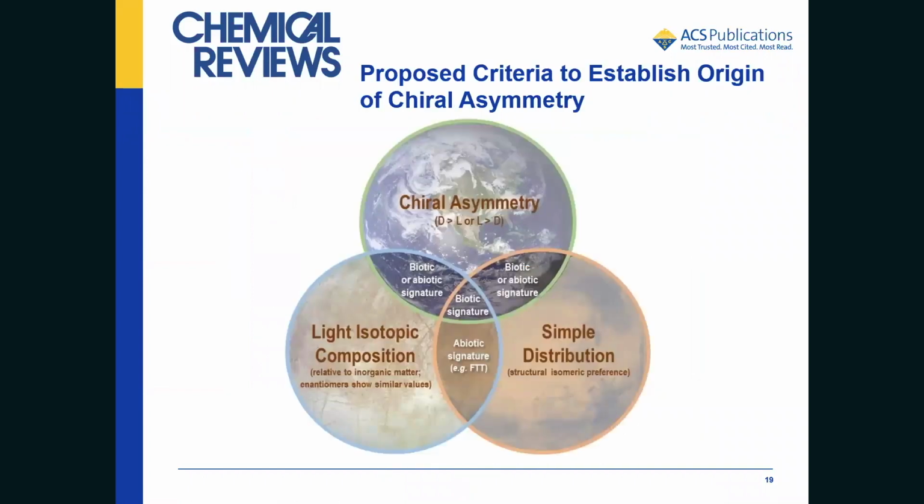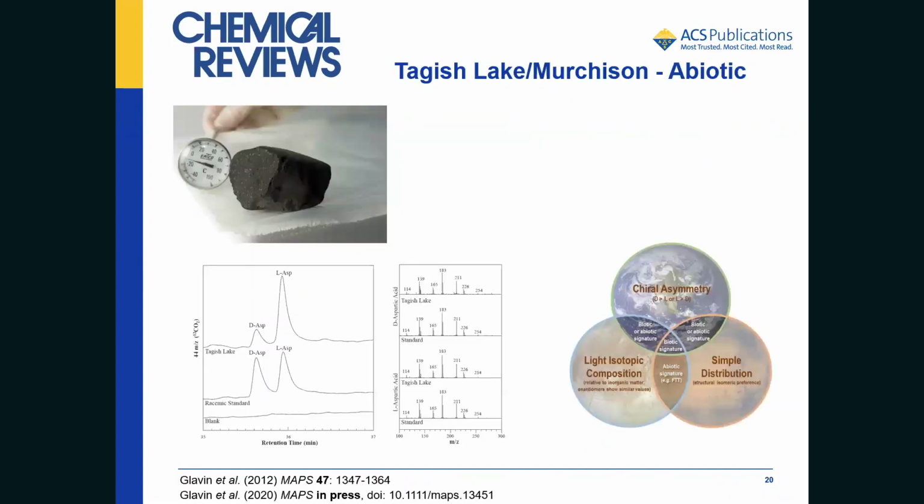Okay, so here's again the Venn diagram that we put together that we use to establish the origin of any chiral excesses. And I'll go through some examples here. So let's take the Tagish Lake Murchison meteorite example. And I've spoken about both of these meteorites. They both have chiral asymmetry. Great, so we can check that box. In this case, pretty large. Aspartic acid has leftover right-handed excesses on the order of 60%.